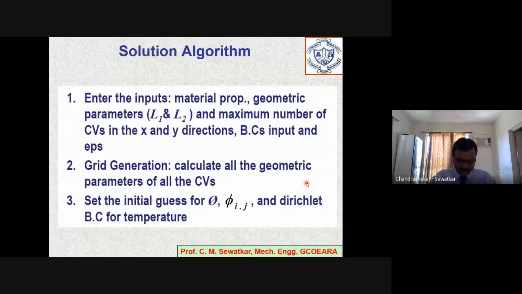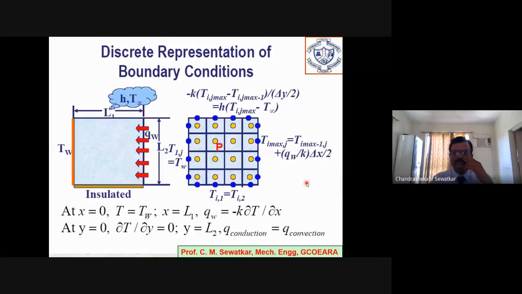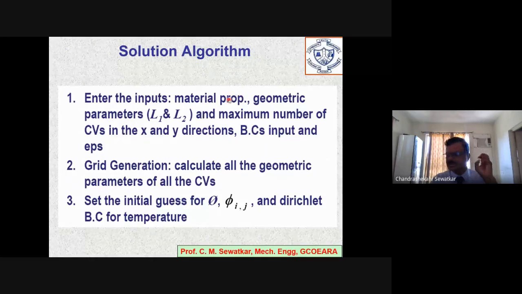The first and the most important step in this is to enter the inputs in terms of material properties. In this particular problem, we need material properties, K is required. So whatever material properties are essential, you need to input those. You need to input the geometric parameters like L1 and L2, the maximum number of control volumes in X and Y directions, and boundary conditions which are essential as the input.